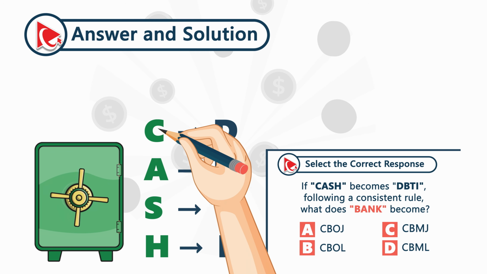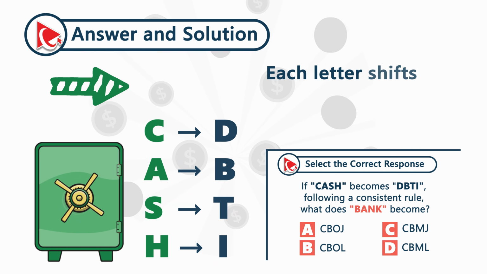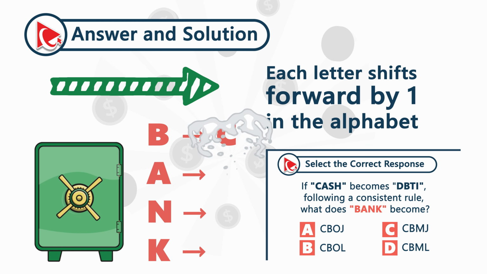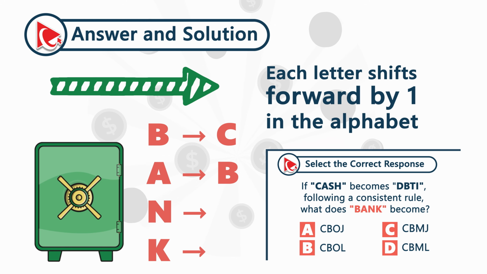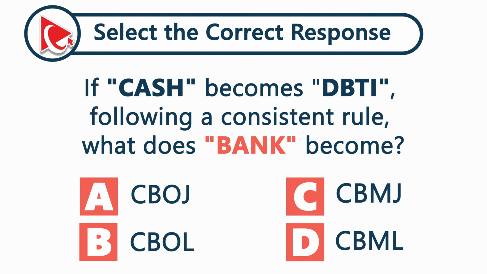If the word cash, C-A-S-H, becomes D-B-T-I, every letter shifts forward by 1. Same game applies to bank. B becomes C, A becomes B, N becomes O, and K becomes L. This gives us the word C-B-O-L, and the correct answer here is choice B, C-B-O-L.